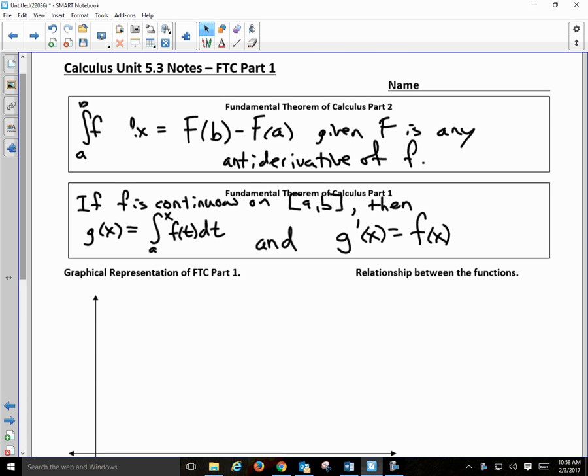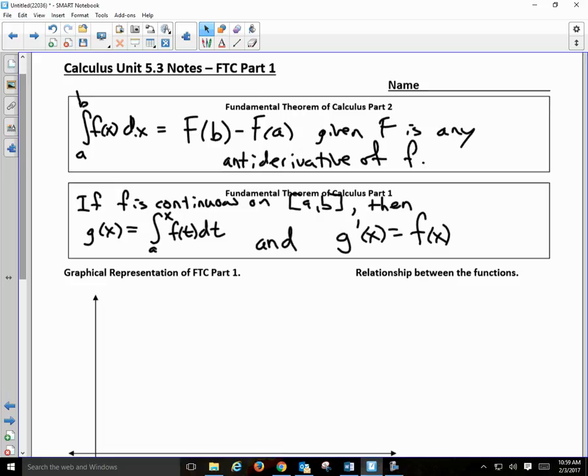Fundamental Theorem of Calculus, Part 2. We did it the past 2 days. It's the most popular part: the integral from a to b of f(x) dx is equal to F(b) minus F(a), given F is any antiderivative of little f. We've done that the past 2 days. You should be really good at it with your practice. Take an antiderivative, plug in the top, plug in the bottom, subtract. You're done. It gives you the exact area bounded beneath the curve and the x-axis.